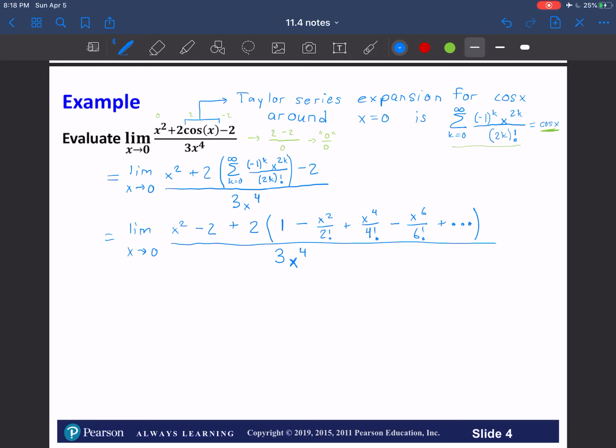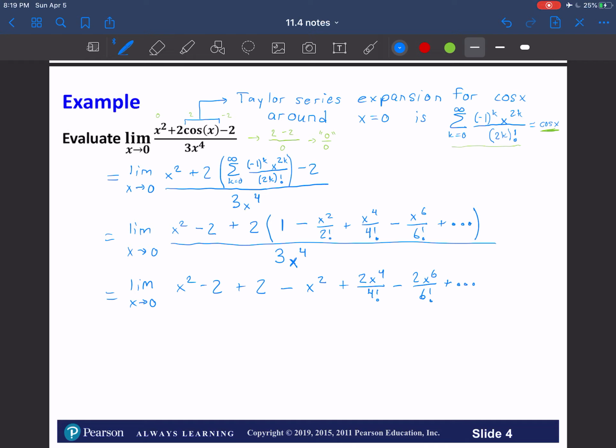Okay, now what I want to do is I actually want to distribute this 2 to the infinite sum. And if I do that, I'm going to get the limit as x approaches 0 of x squared minus 2 plus 2 minus, so x squared over 2 factorial times 2 is just x squared. And then I will write 2x to the 4th over 4 factorial minus 2x to the 6th over 6 factorial. I could simplify that by knowing what 4 factorial and 6 factorial are, but you'll see in a second that it's not necessary that I simplify that.